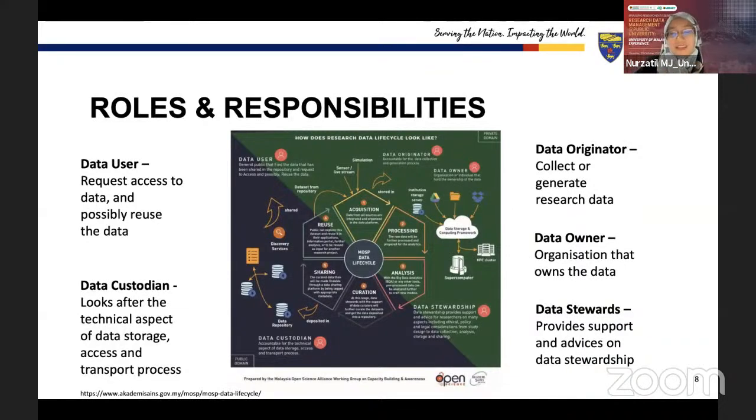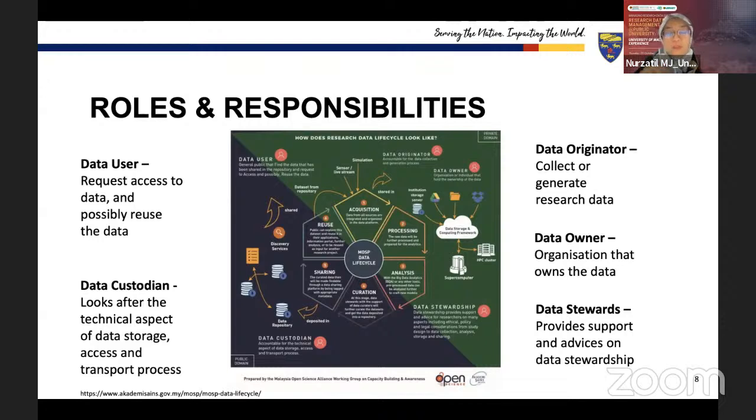Here are some jargons that I put on this poster, which was created under the Malaysia Open Science Platform. If you look at this diagram, we can see that there are many different people in an ecosystem of data sharing, or even in research data management. If you look at the entry point, acquisition, as I just mentioned, we have the data originator, which is actually the researcher. We also have the data owner, those who actually own the data, usually an organization like IIUM or University Malaya.